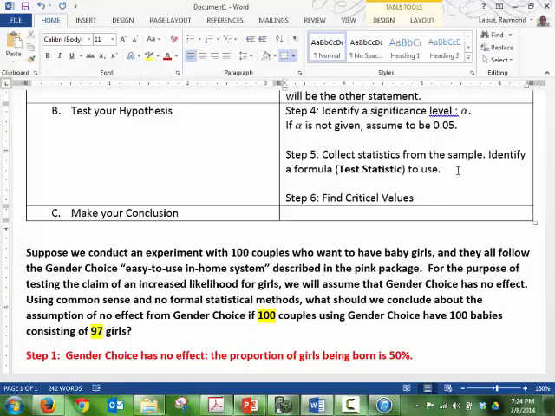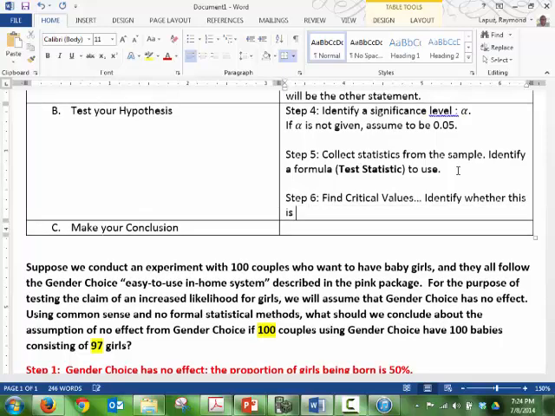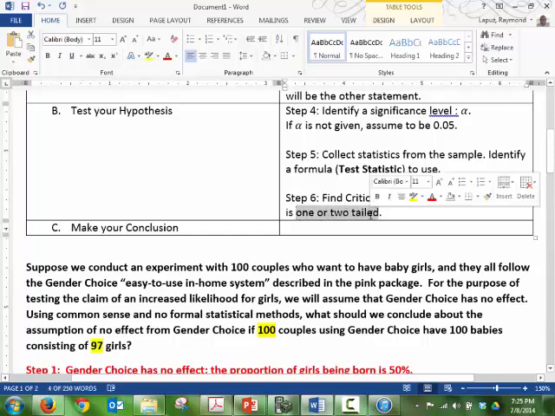And with a z distribution, we can either use table A2, which I don't really want you to use, or inverse norm in your calculator. So you know what critical values are.